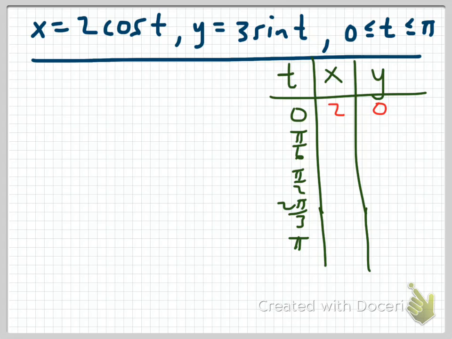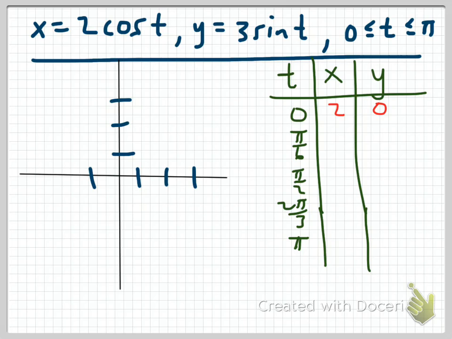So we have 2, 0. Okay, so we know we have a starting point of 2, 0. And let's do this. Let me mark it off like this, better. Easier to see it like that. 1, 2, 3, 1, 2, 3. So 2, 0 is right there. We know we're starting there. All right, so that's a good starting point.